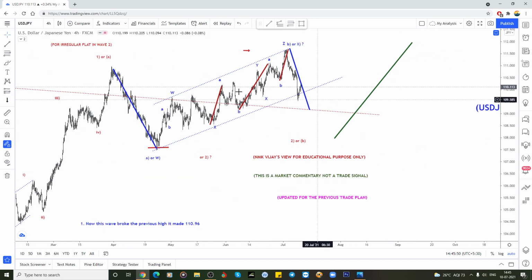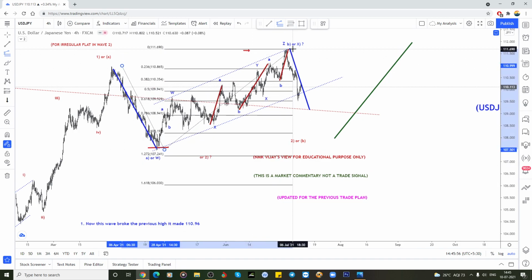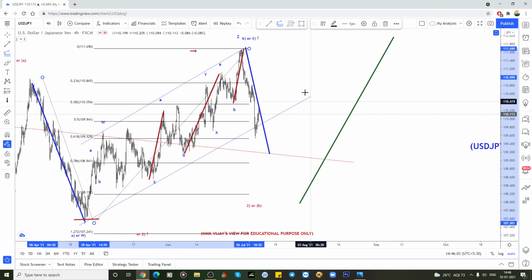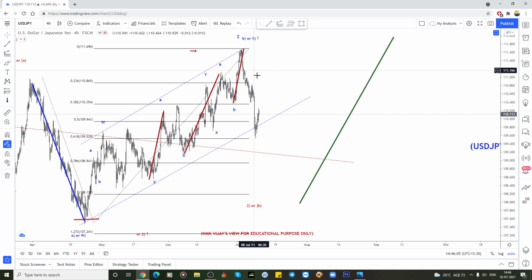Now we already did that 61.8 retracement for this wave, where it got rejected. After 61.8, I'm expecting 78.6, or it could be a 1 also, but here it looks like it may bounce a little bit again in a three-wave structure.